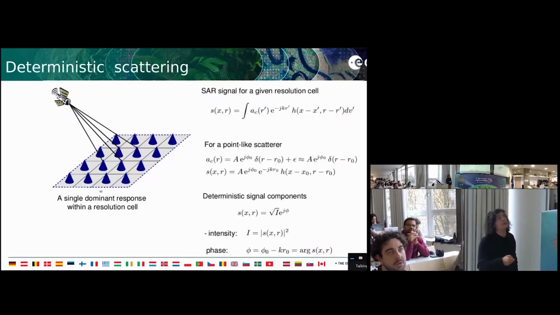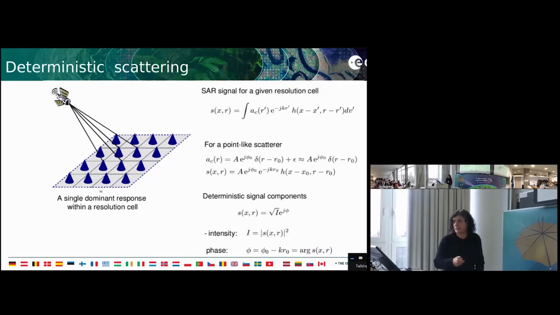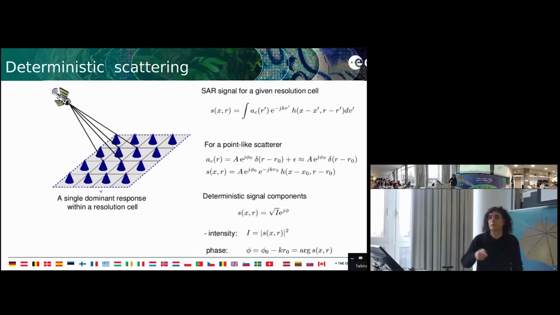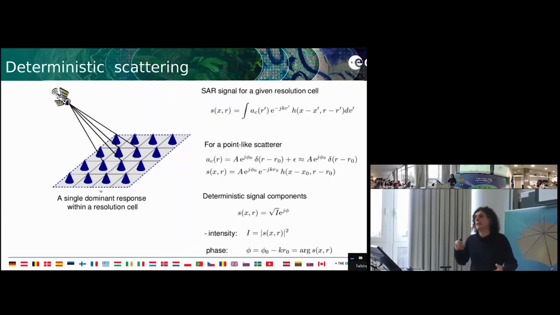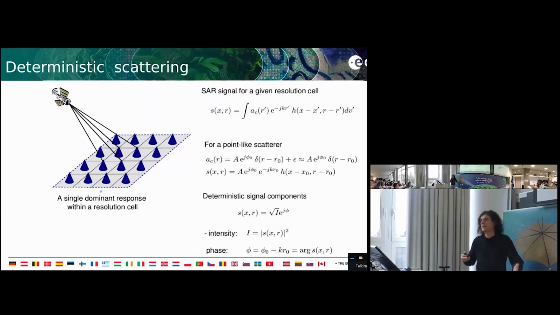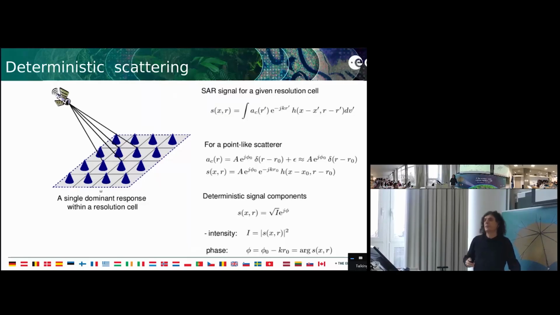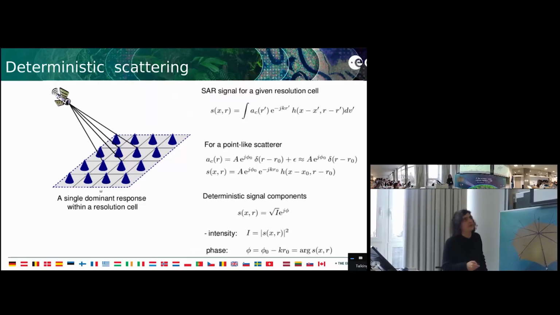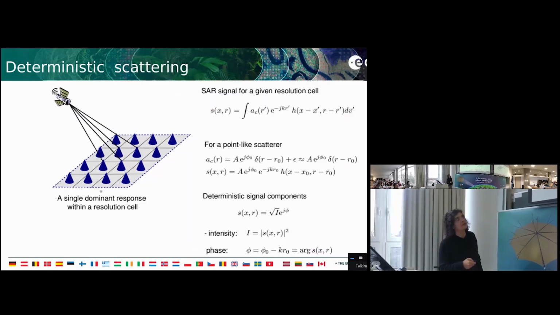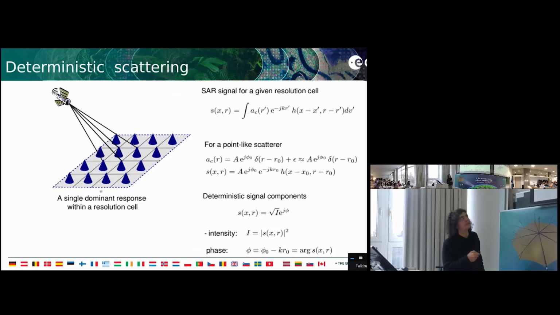It is made of an amplitude, whose squared value is called the intensity, and this is what you use to estimate the reflectivity of the environment, to measure, I don't know, dielectric properties, roughness, humidity. And the phase, which depends on many factors. The phase is a function of the position of the object in space and also of this absolute phase factor of the scatterer.